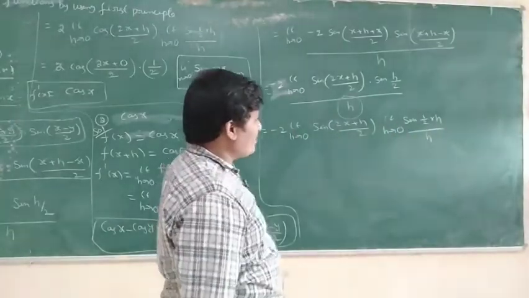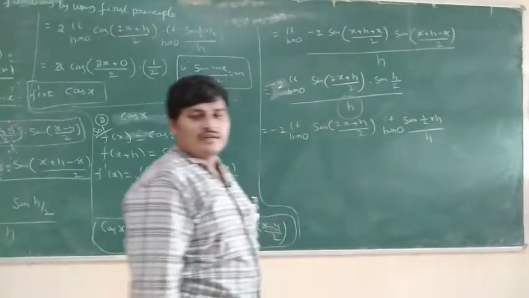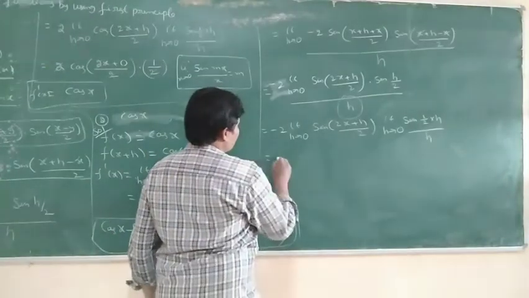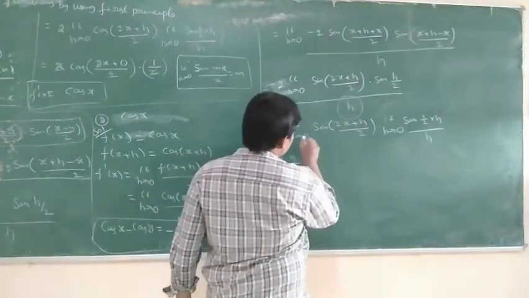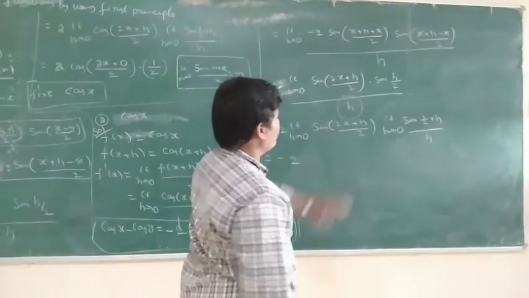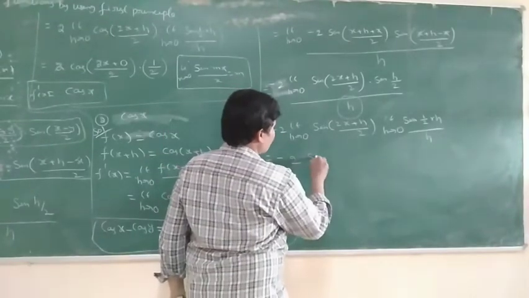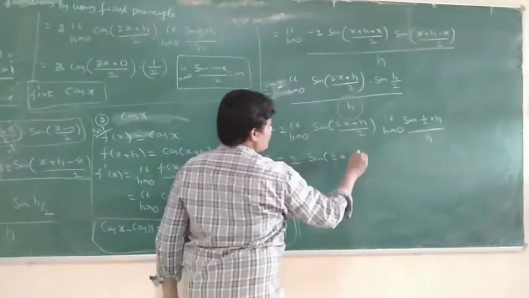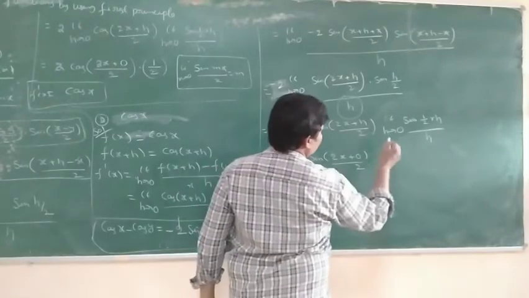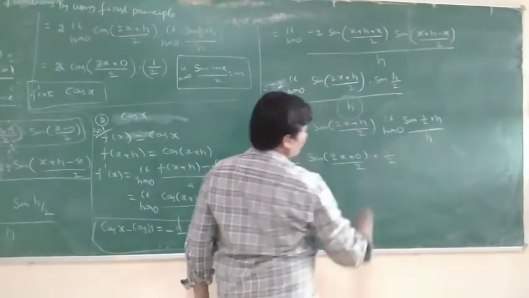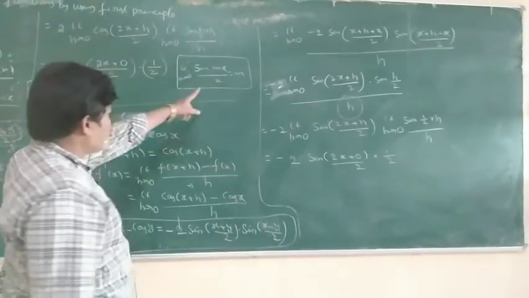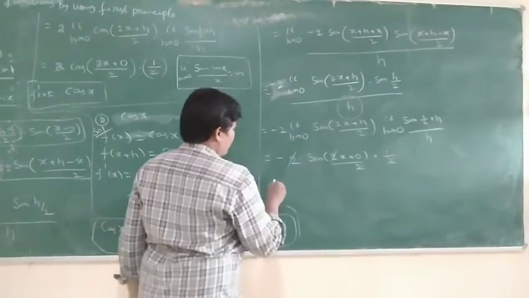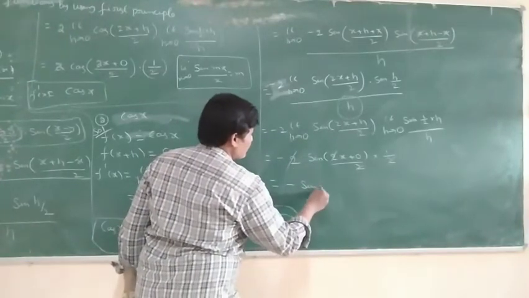This denominator h goes under the second sine. So that is equal to minus 2 into the limit: apply h value 0, sin of (2x plus h) by 2, where h tends to 0 means h is equal to 0. This is into 1 by 2 because of the same formula, sin mx by x is equal to m. The 2 cancels and again 2 cancels. So minus sin x.